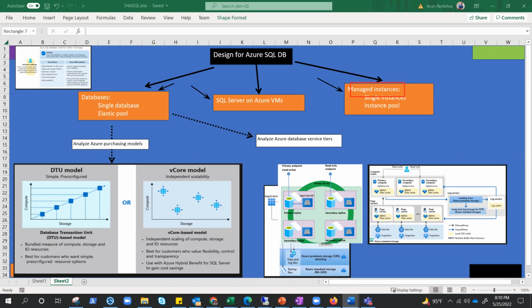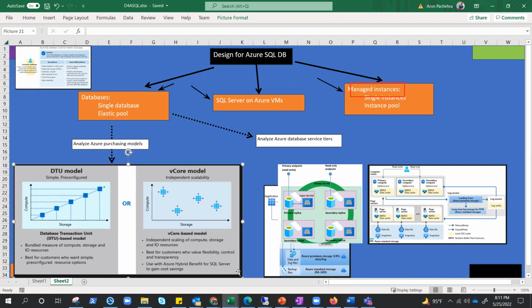We can also think from a different perspective: why did vCore come into the picture when DTU was functioning pretty okay? Well, it's because customers wanted visibility of the configuration for the usage. We could also think that by giving them the choice, it gives them freedom to utilize the benefit of PaaS services and also choose their own configuration. Now, these are the two purchasing models.